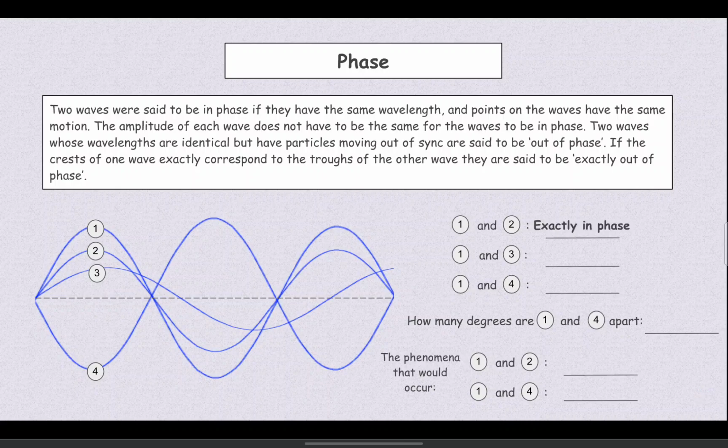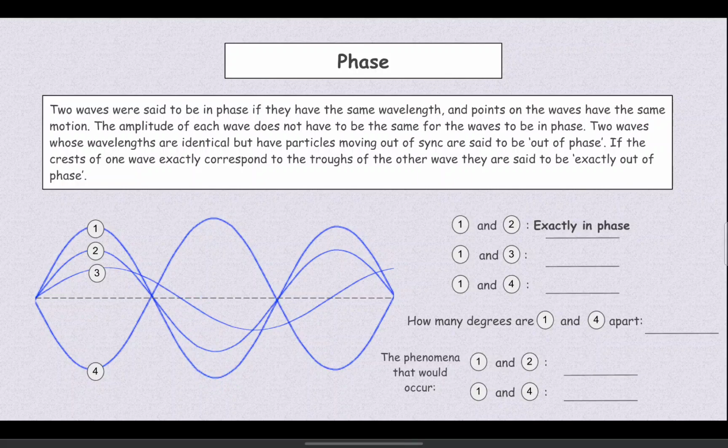So between 1 and 2, they are exactly in phase because, while their amplitude isn't the same, if you follow the wavelength, they are exactly the same, just with different amplitudes. Or they look very similar, just with different amplitudes. So they are exactly in phase. And if you were to times the difference by 360, it equals 0, which we did on the previous slide.